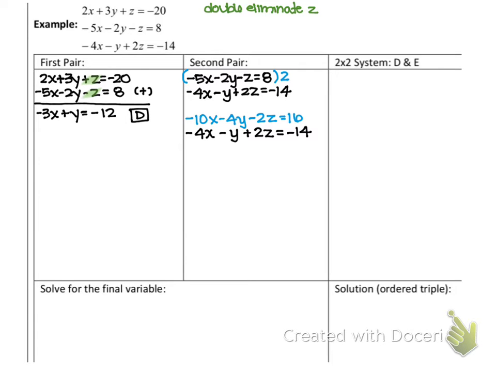And then if I add straight down, the z's go away now. So that's good. So let's add straight down. It's going to give me negative 14x minus 5y. The z's are gone. And then positive 16 and negative 14 is 2. All right, I'm going to call this equation E.